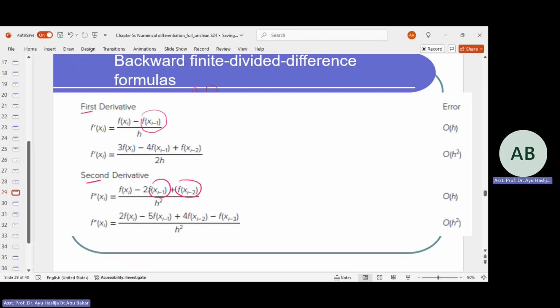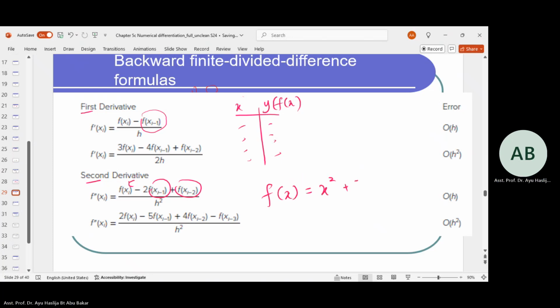Okay, just sub in the value. But you must know what is your fx first. If the question straight away gives you the x and y, which is the fx, you have the value, then easier. But if the question mentions an equation, for example, so each fx you need to find.